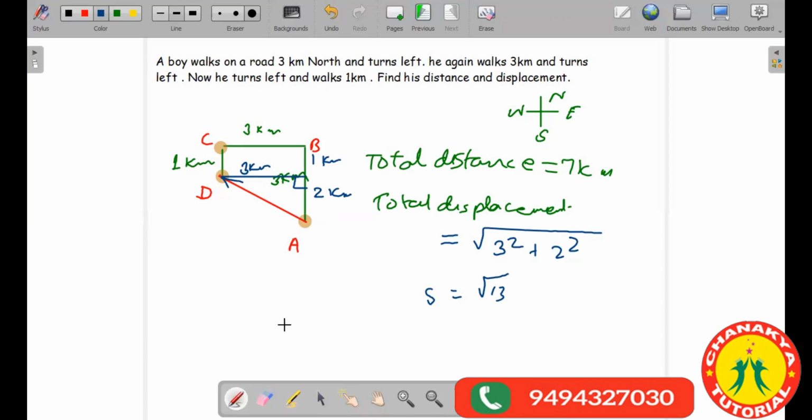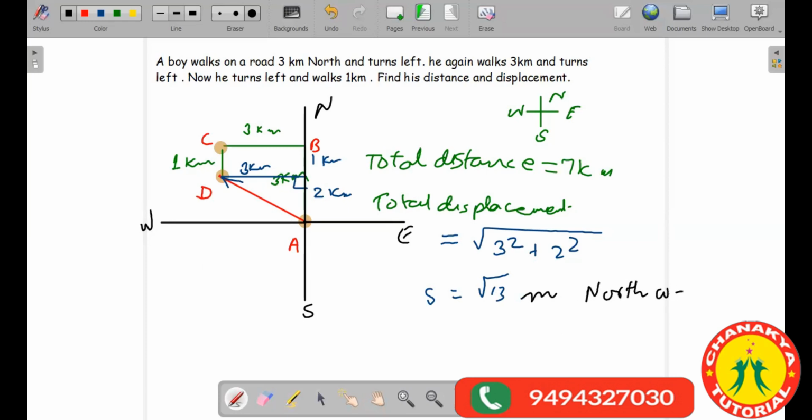If you make the directions at this point, you get north, south, here you get west and east. So what direction should it be? You have north, south, northwest. So this direction is northwest. So root 13 meter towards northwest. So this is the displacement.